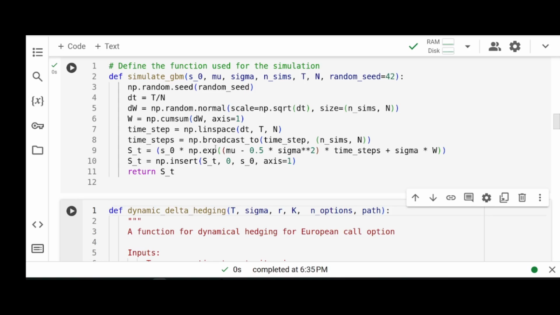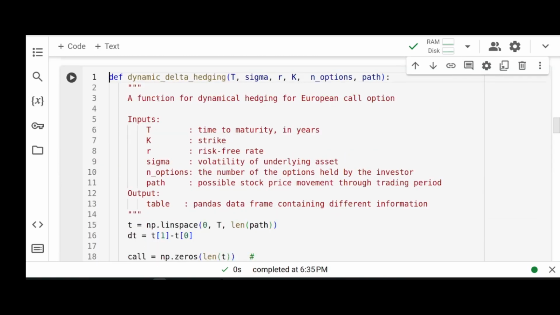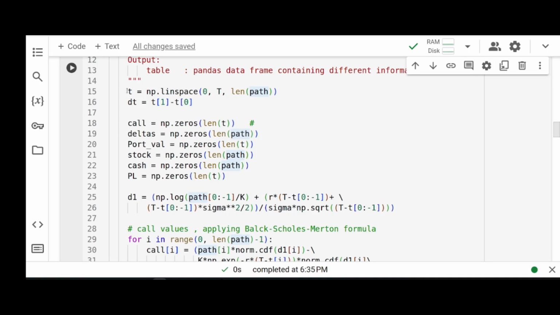So the next function here is for dynamic delta hedging. So what are the inputs? The inputs are time to maturity, sigma, the volatility, the risk-free rate, the strike price, the number of options, and also the possible paths, which are simulated from geometric Brownian motion. So at line number 50, we discretize the time step into the length of the paths. And our delta t will be the difference between time 1 and time 0. That means just the length of the time step.